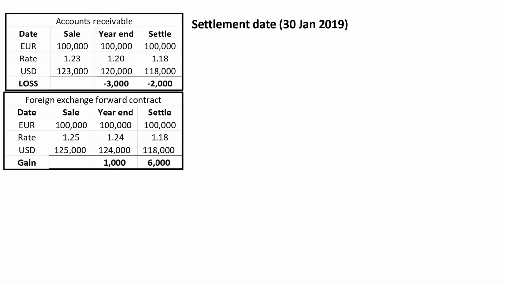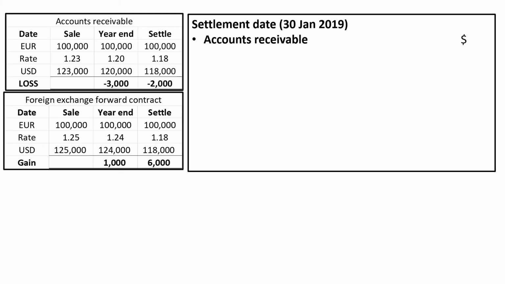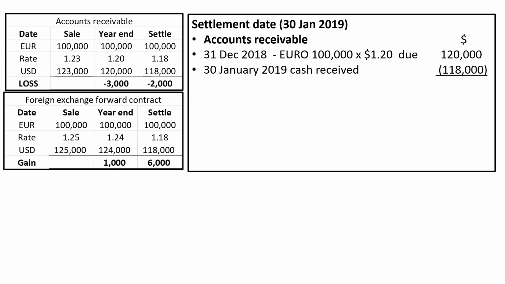Alright, let's look at what happens on the settlement date, which is 30th of January 2019. Look at the balance on the accounts receivable at 31st of December 2018 brought forward, which was $120,000. On 30th of January 2019, we received cash of $118,000 based on an exchange rate between the euro and the USD of 1.18. This gives us a loss of $2,000 on the accounts receivable account.